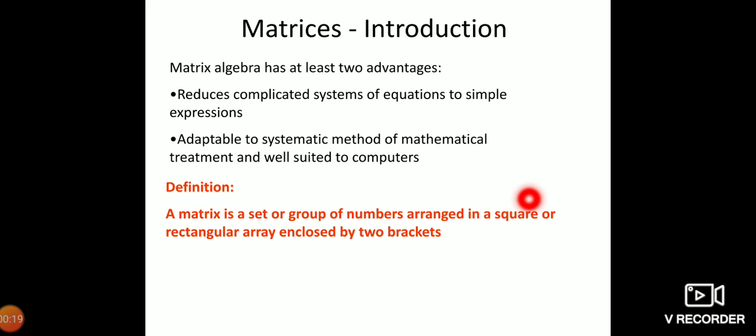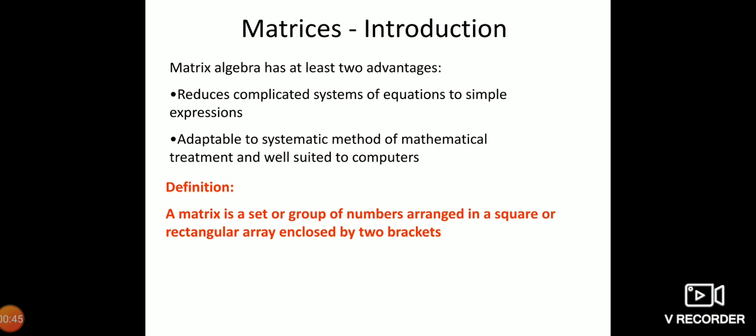Dear students, in the previous lecture we discussed the algebra and trigonometry syllabus. Today we start the first chapter, matrices. Matrix algebra has at least two advantages. First, it reduces a complicated system of equations to a simple expression, and second, it is adaptable to systematic methods of mathematical treatment and well suited to computers. These are the two main advantages of matrices.